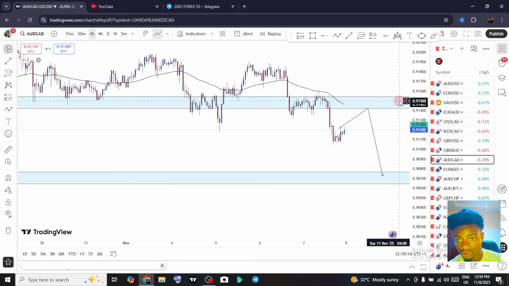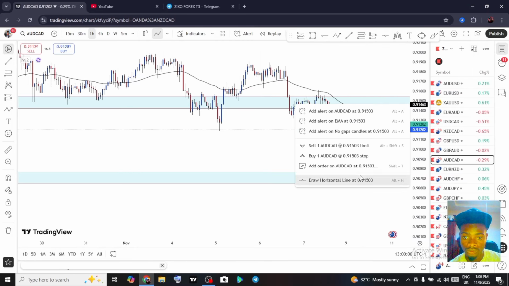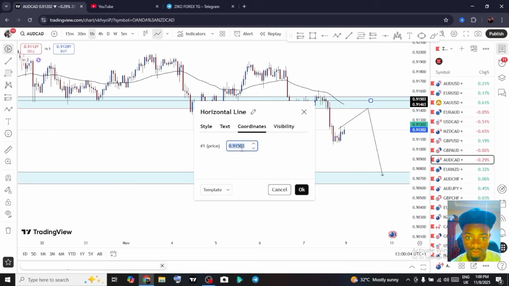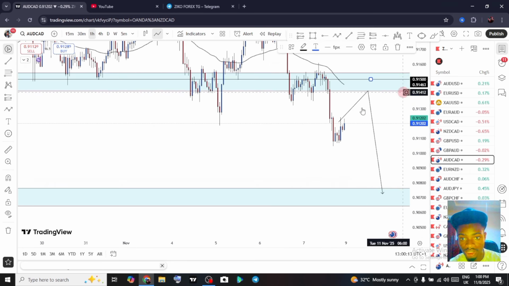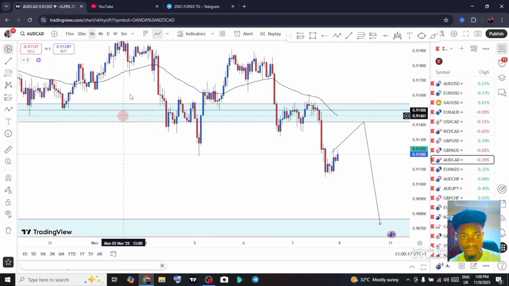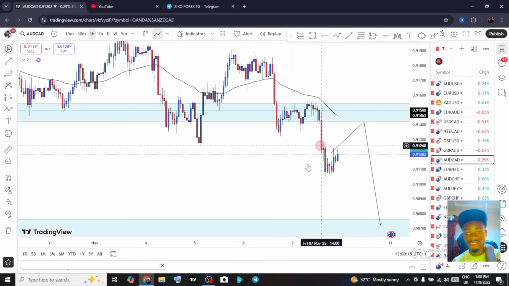Let's see if there's a round psychological level here. So there's a round psychological level here. So let's draw it. We have round psychological level 0.91500. Right, so there's a round psychological level here. From the EMA, you can clearly see that this market is selling.